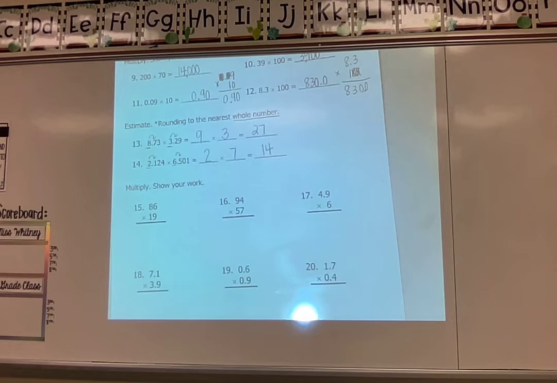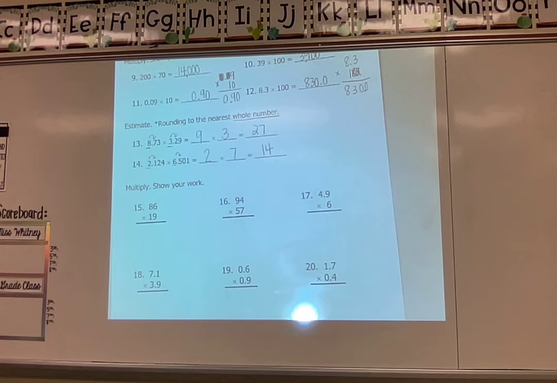The thing that you have to be super careful about is watching for your decimals. If it has a decimal in the problem, your answer has to have a decimal. If it doesn't have a decimal in the problem, your answer doesn't need a decimal. Now, I'm going to work through these pretty quick because we should know how to multiply.